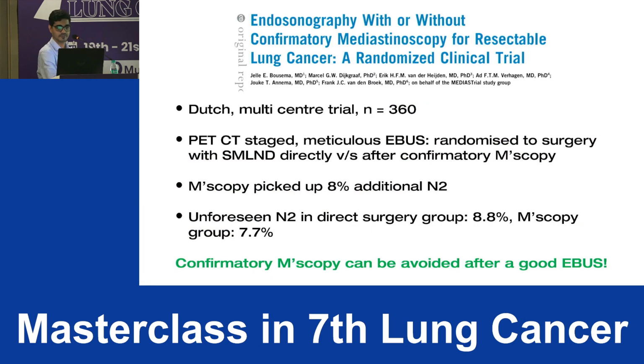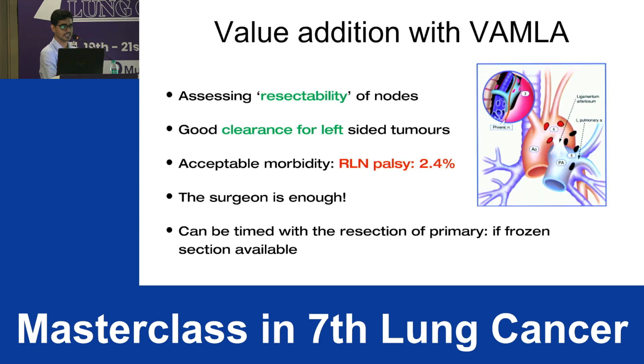I am not a great fan. I have not understood, I think, this trial very well. So what they did: EBUS of all patients. If EBUS was negative, then they randomized the patient to surgical staging with mediastinoscopy followed by definitive surgery versus direct surgical management. What they found was that upstaging was around 8%. But according to this paper, that 8% jump over the EBUS was not considered significant.